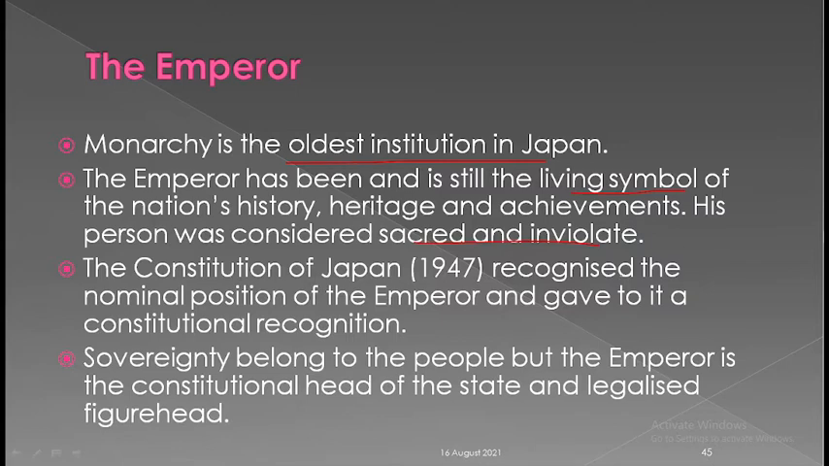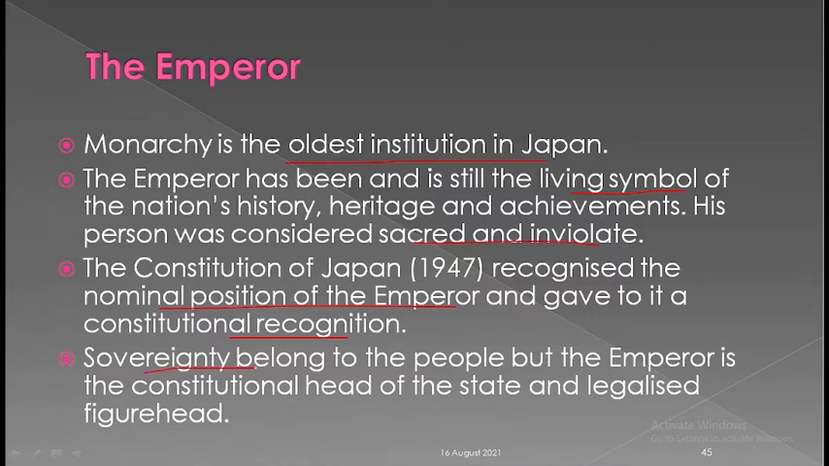The Constitution of Japan recognizes the nominal position of the emperor. Under the Constitution of 1890, the emperor was given a very important position. But under the Constitution of 1947, he is given only a nominal position and a constitutional recognition. Actually, MacArthur and the Allied forces were not in favor of including the office of emperor, but since they knew the sentiment of the people, they somehow included it with nominal power.